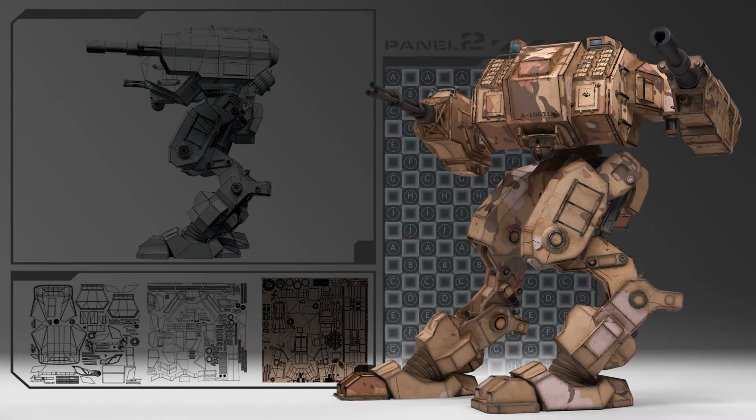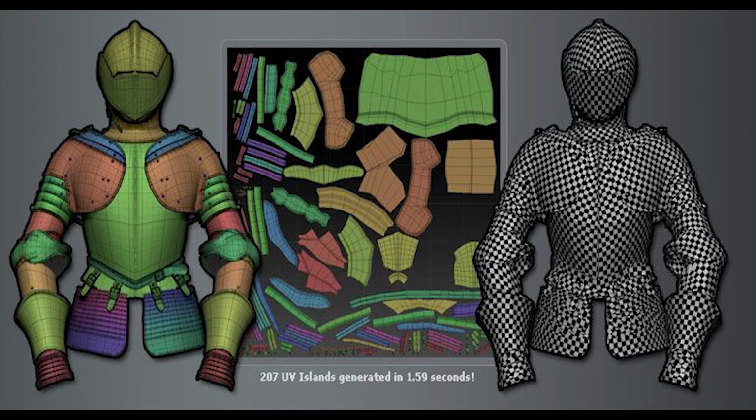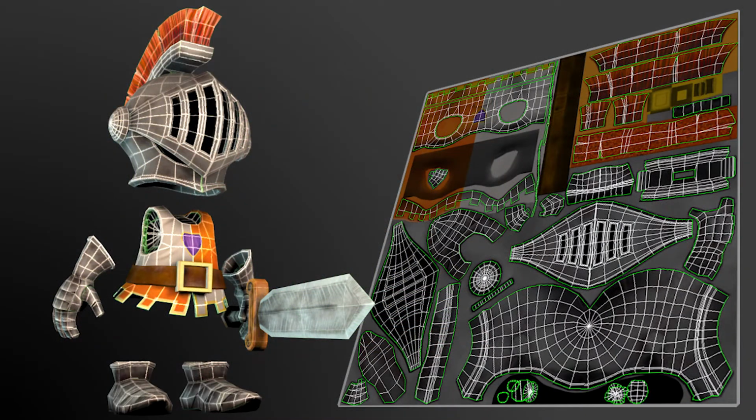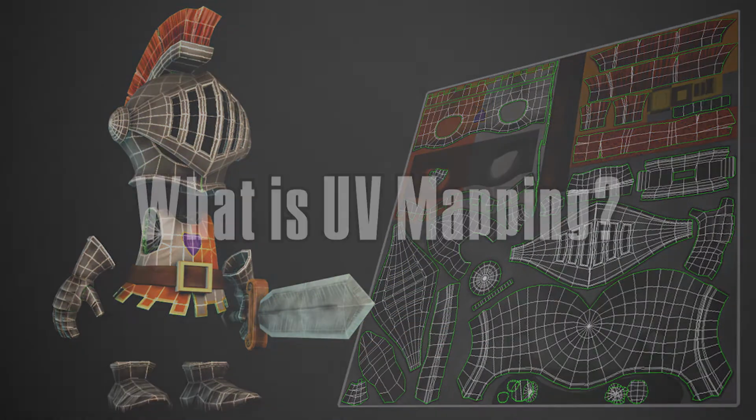In today's topic, I shall explain UV mapping. What is it? Why do we need it? Including the process that goes into it, starting with UV mapping.